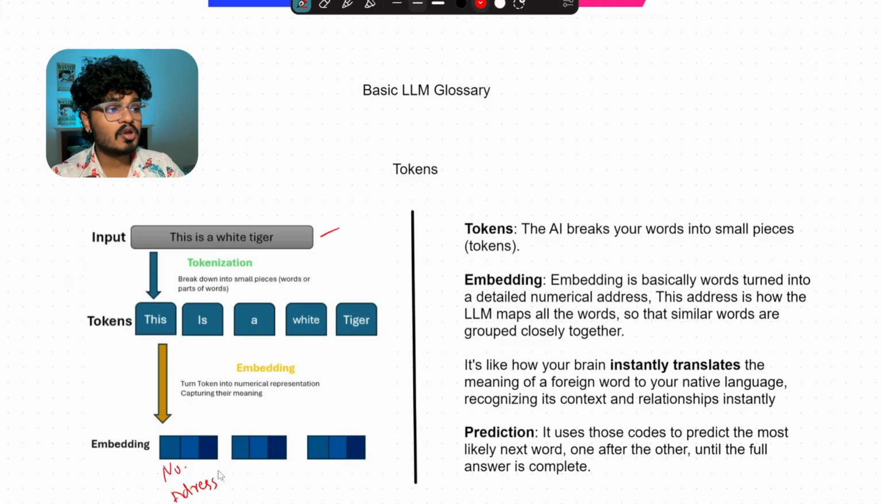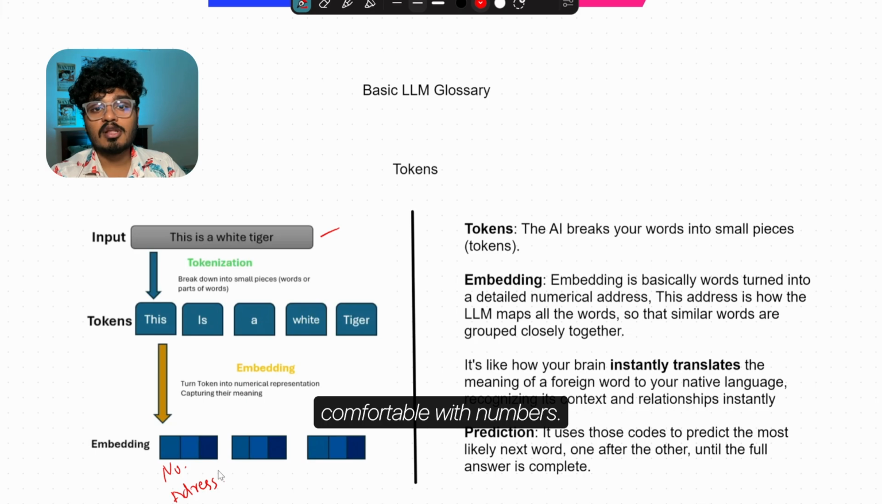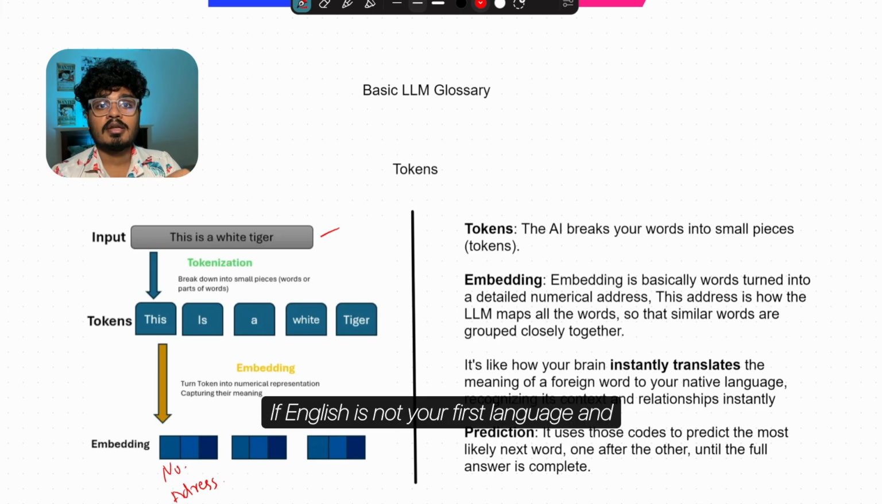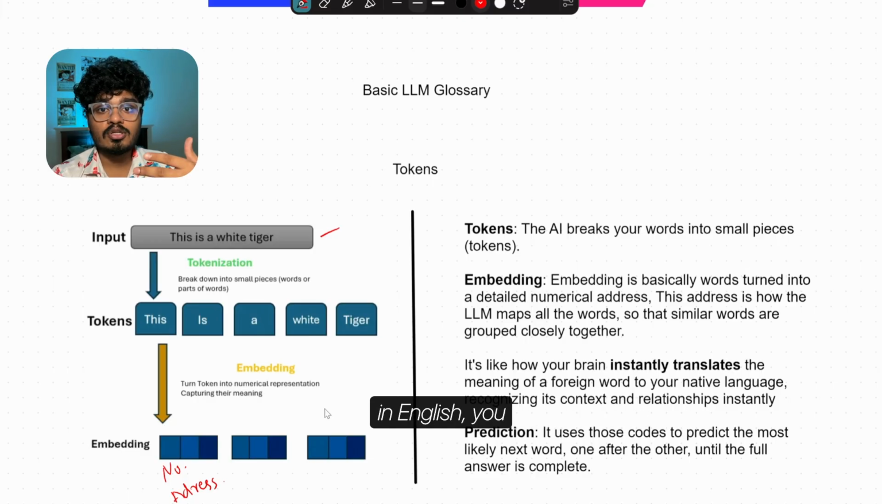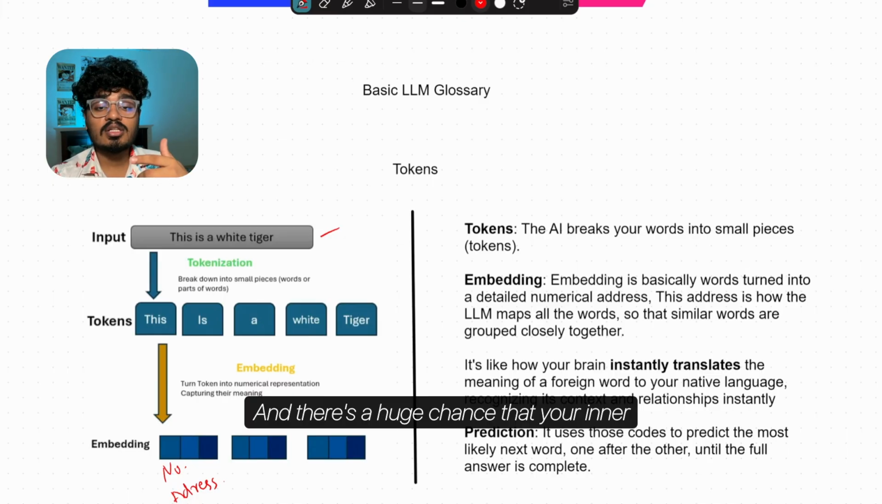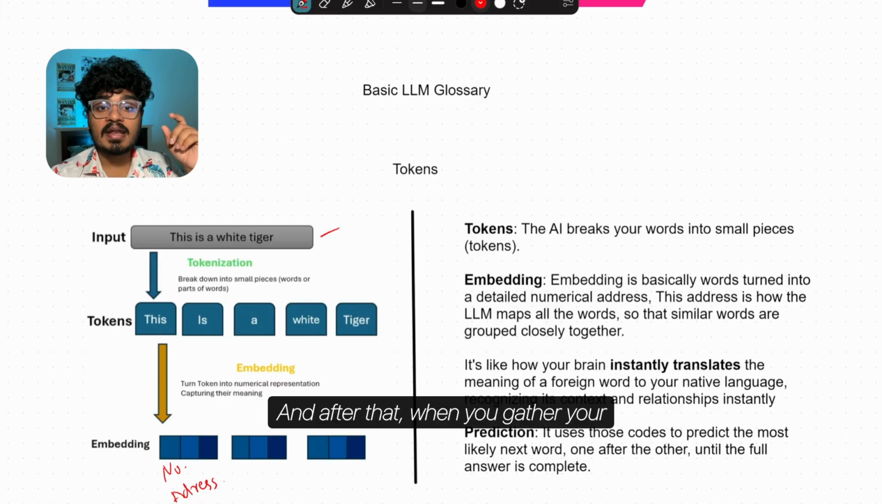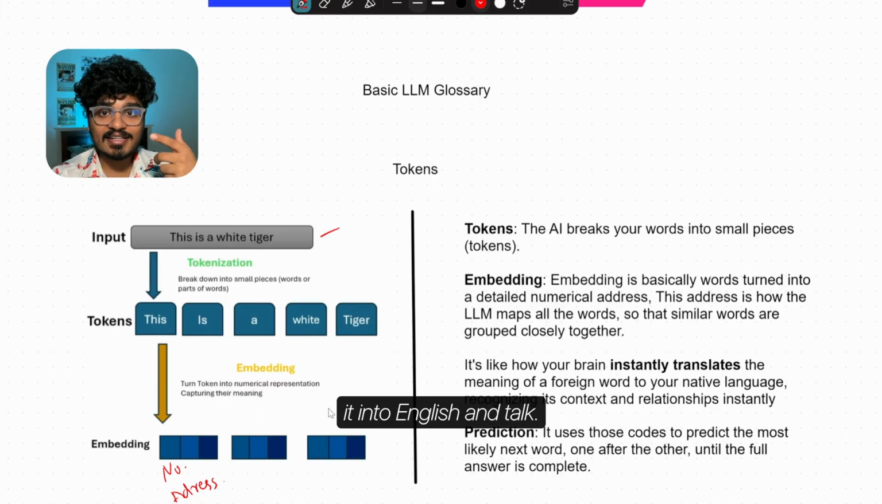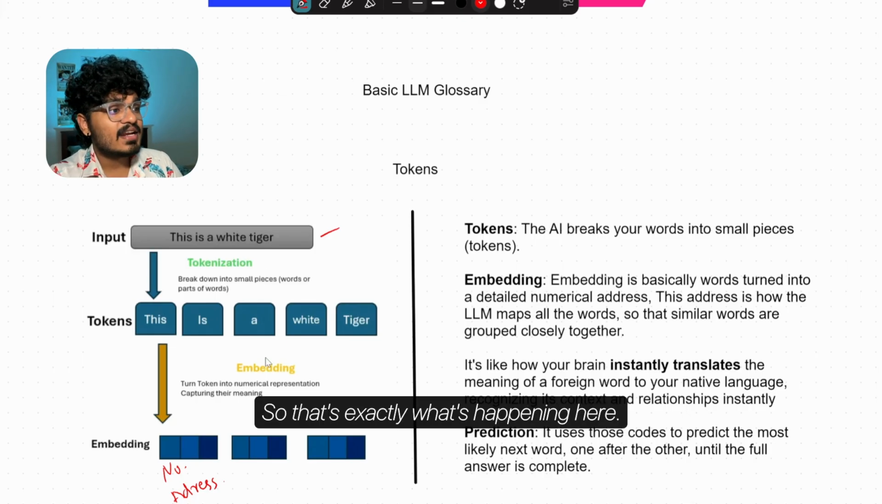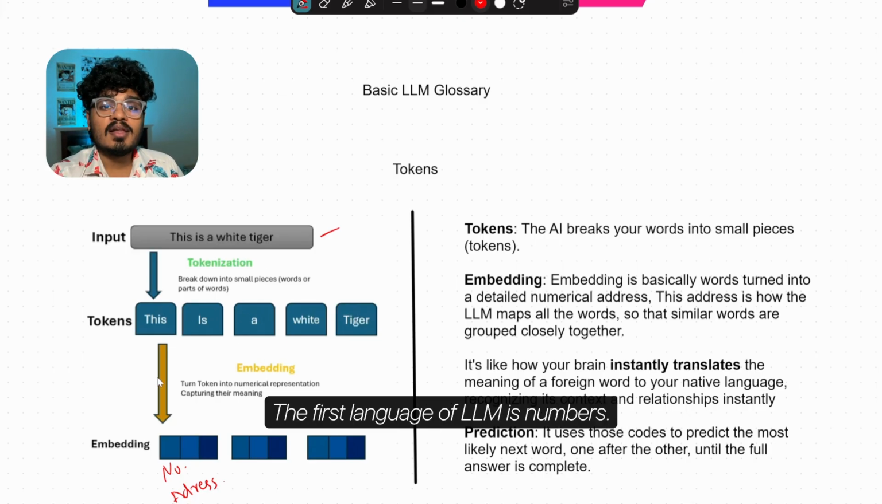Why does it do this? Because an LLM is most comfortable with numbers. For example, think of yourself. If English is not your first language and you are just learning English, there's a huge chance that when someone else talks to you in English, you convert that into your first language in your mind. And there's a huge chance that your inner thoughts are also in your first language. After that, when you gather your thoughts, you translate it into English and talk. So that's exactly what's happening here. The first language of an LLM is numbers.